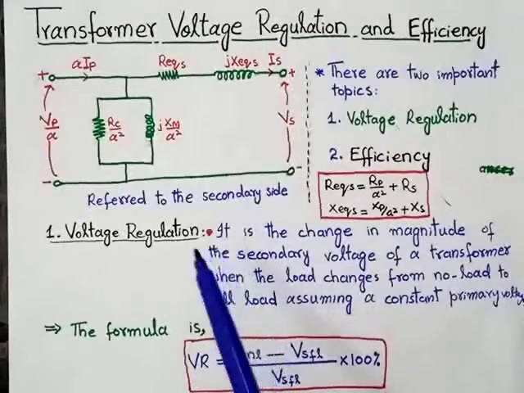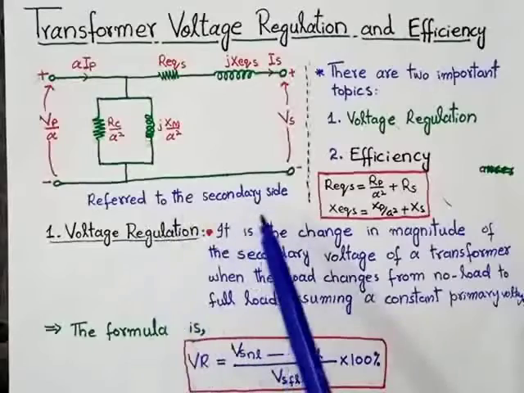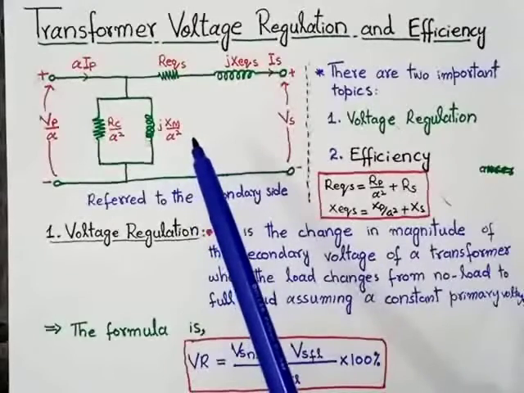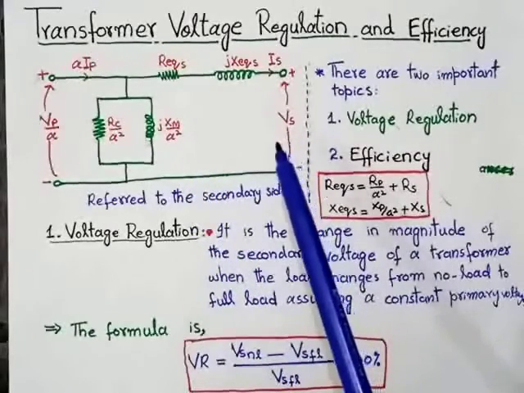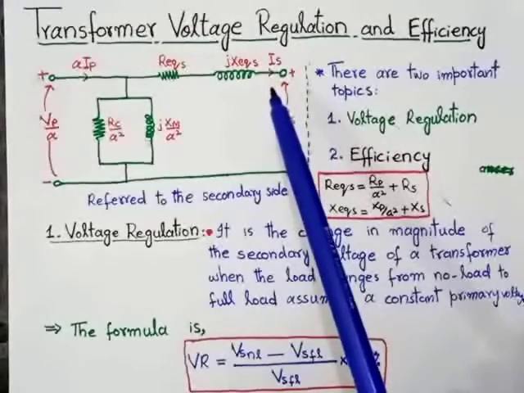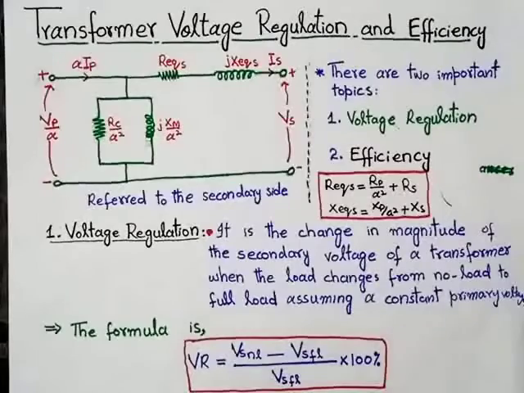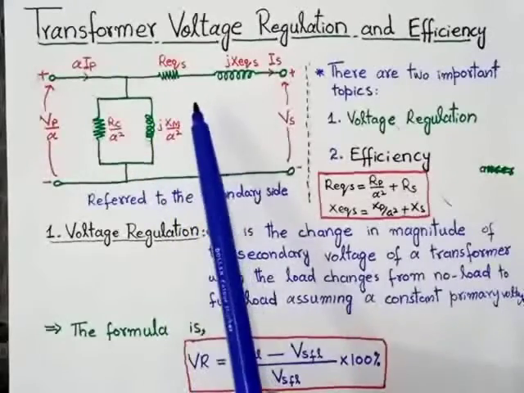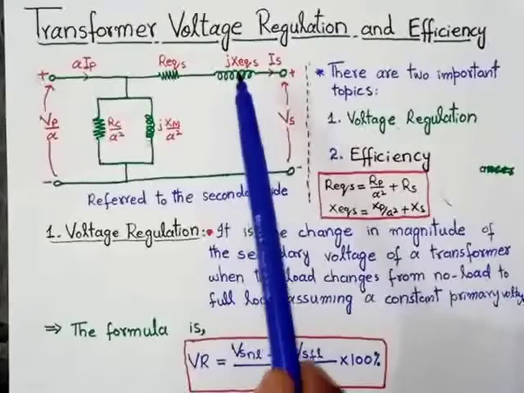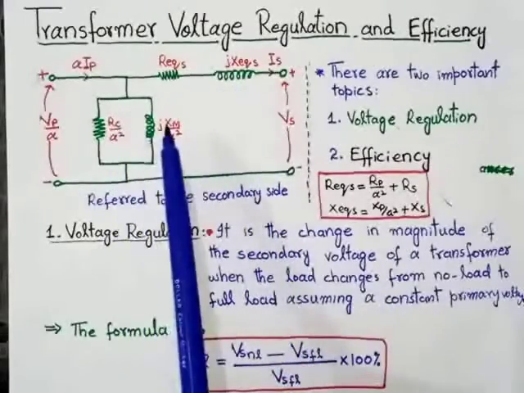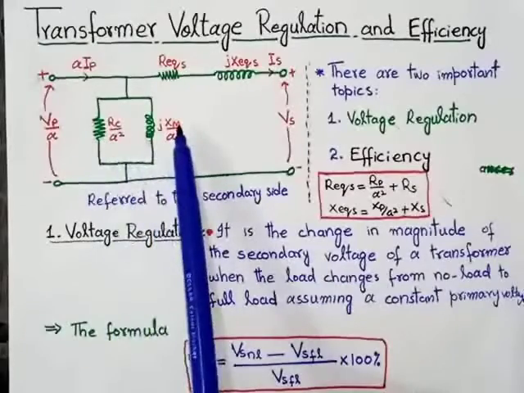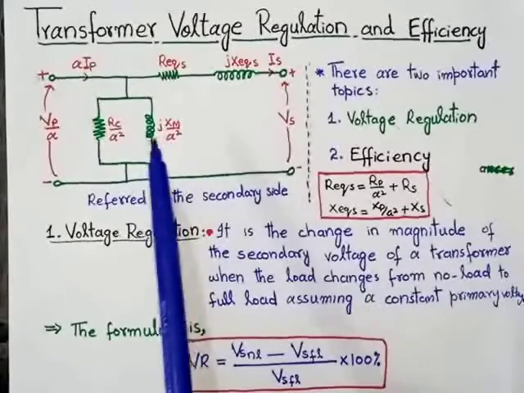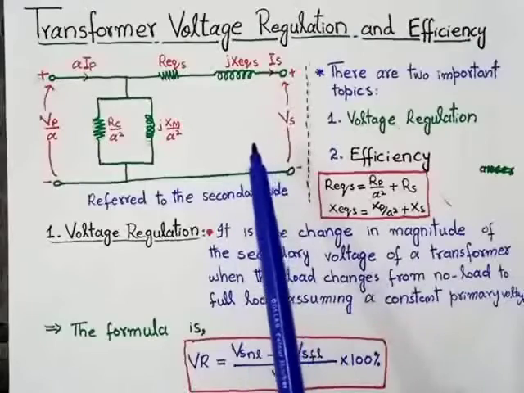So the approximate equivalent circuit referred to the secondary side is shown here. As you can see in this circuit, this is the secondary voltage and this is the secondary current, and this is the equivalent resistance R with respect to the secondary side, and this is the equivalent reactance X referred to the secondary side. These are the excitation branch elements, that is Rc and Xm. This circuit of the transformer is referred to the secondary side of the transformer.